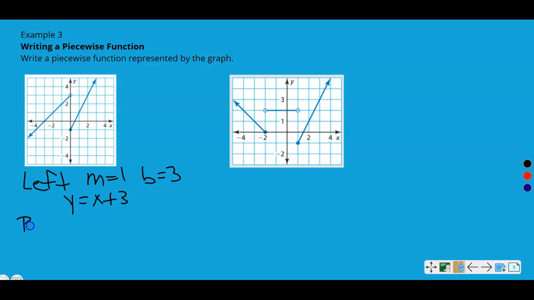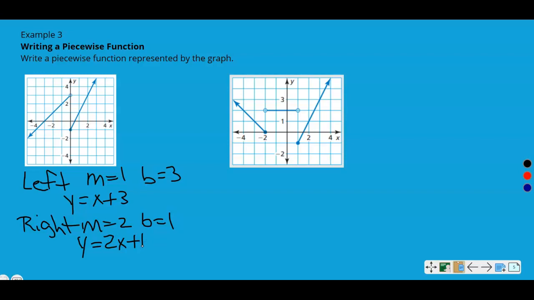Let's see what the equation is for the right side. The right side has a slope of rise 1, 2 over 1, rise 1, 2 over 1. So the slope is 2, and the y-intercept is negative 1. So this one has an equation of y equals 2x plus 1. Now we have to be able to write this as a piecewise function.